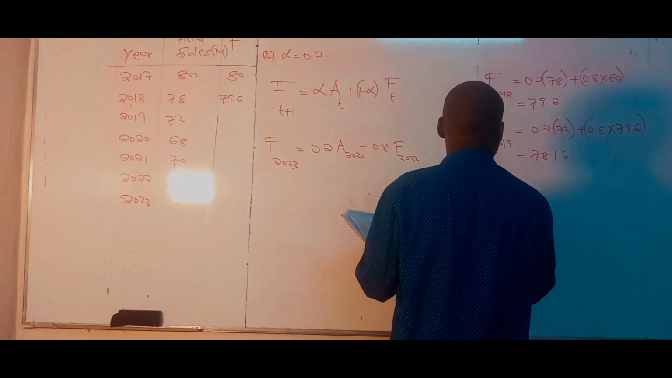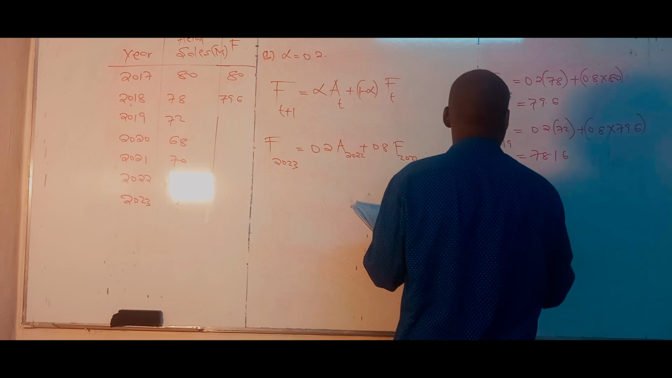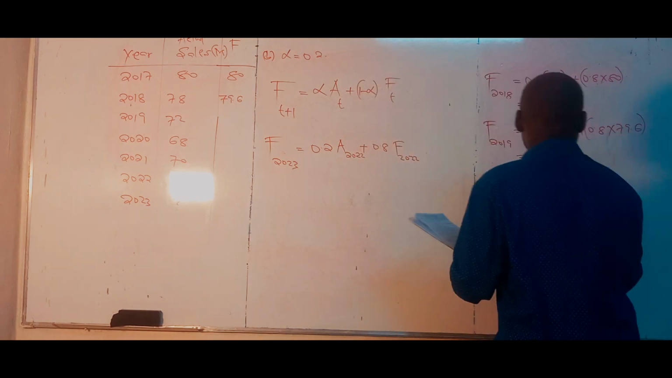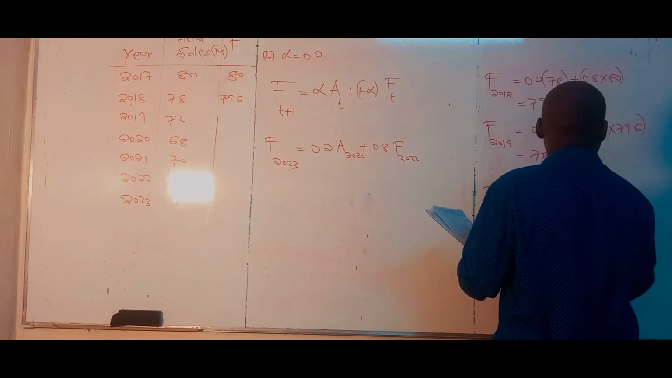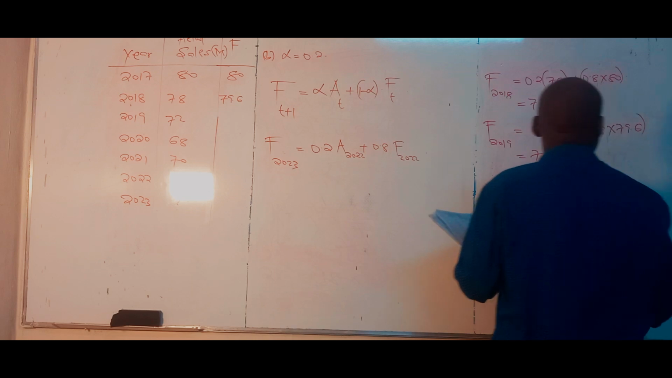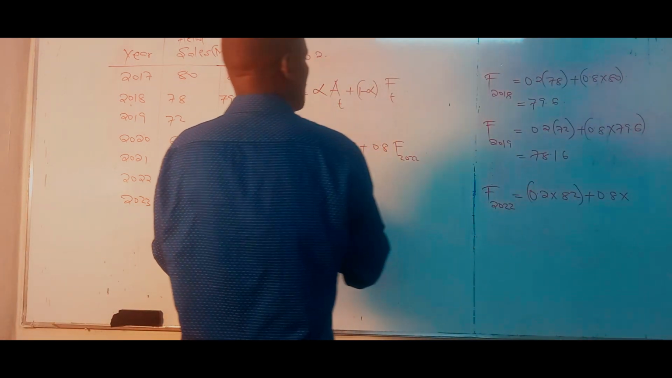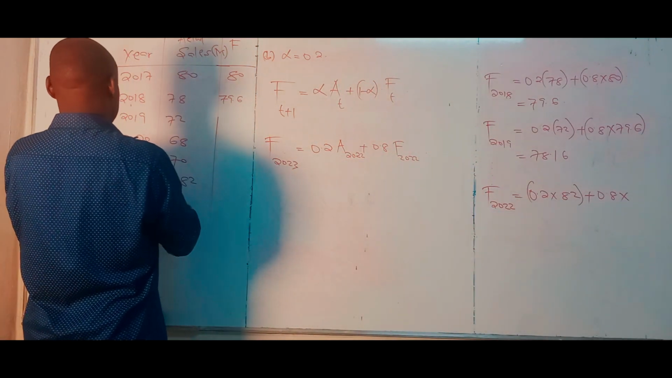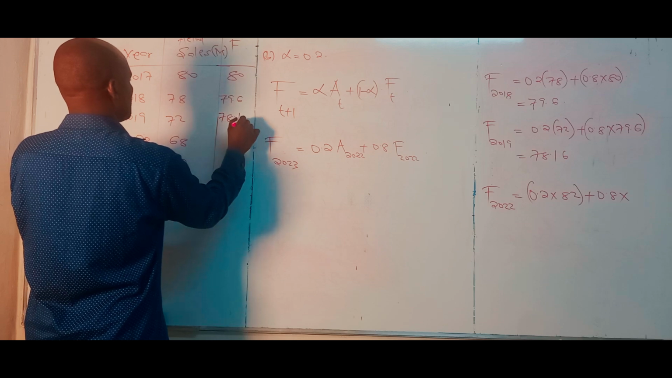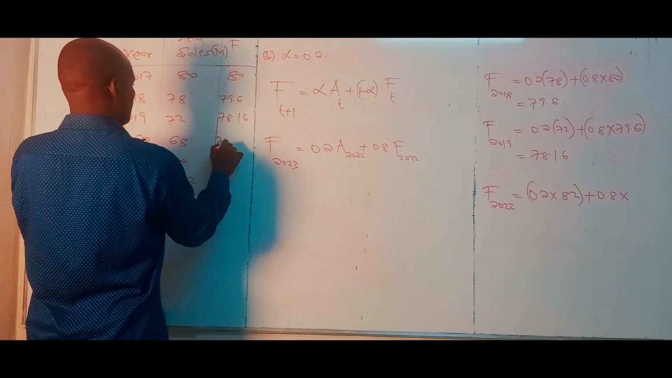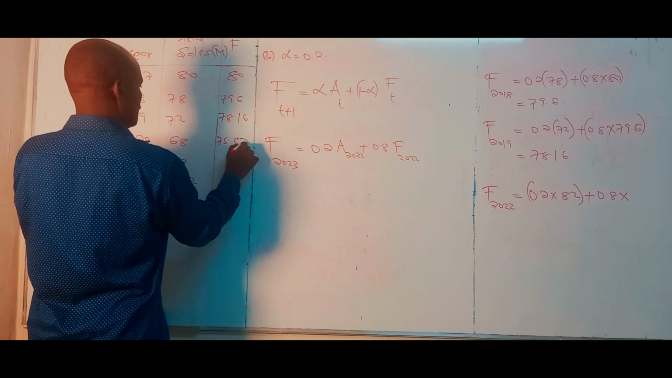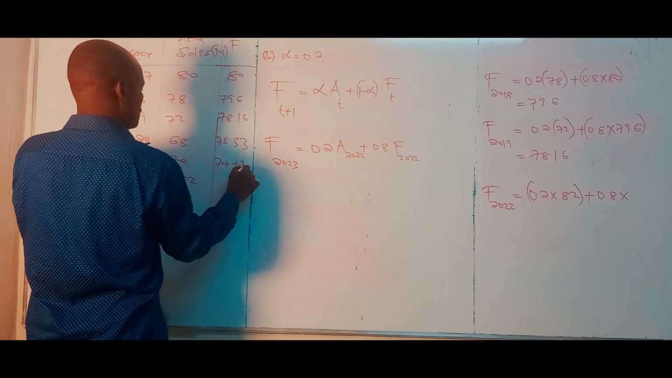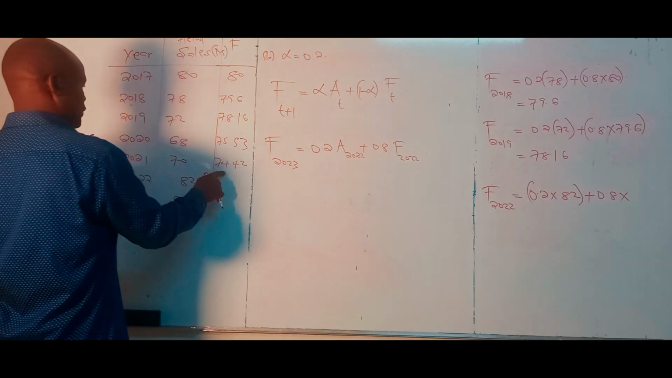Forecast for 2022 will be 0.2 times actual for that year, which is 82, plus 0.8 times what we'll find up above here. So let me just fill them in, but I know you'll work them out and confirm. 78.16, 75.53, 74.42. Then, yeah, so that's what we want.